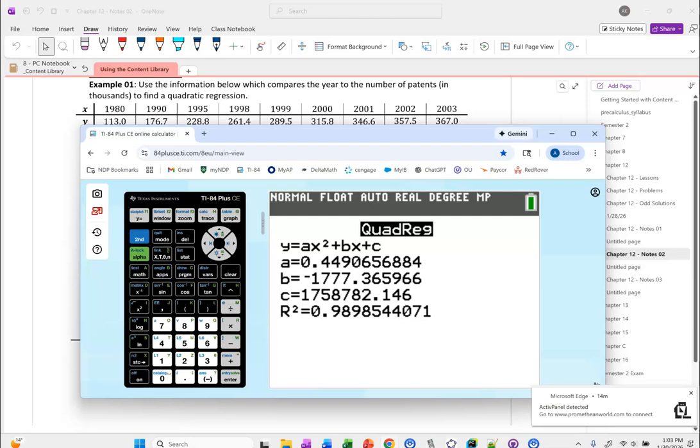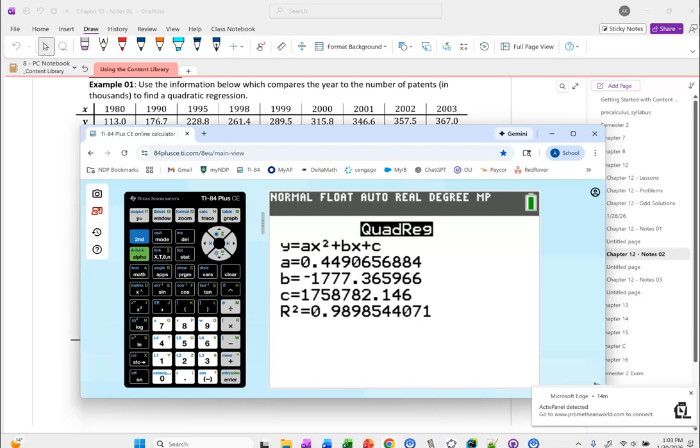All right. Now let's say I wanted you to predict how many patents were issued in the year 1996. Yes, Kendall. You do y equals the a decimal, and then plug in your x squared plus your b decimal, then the same x plus the c decimal.